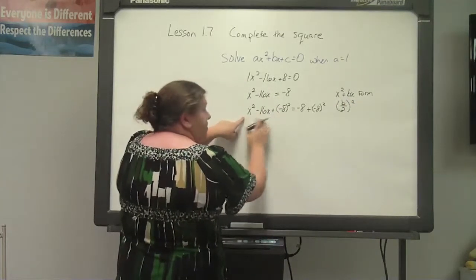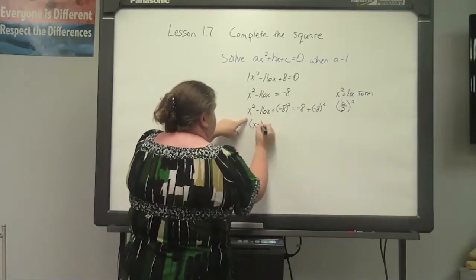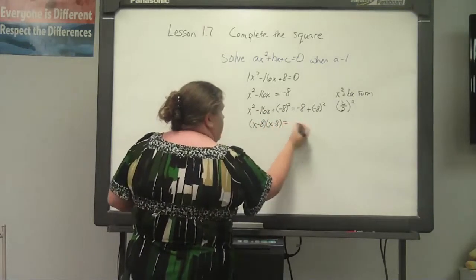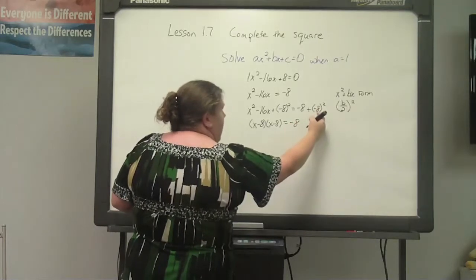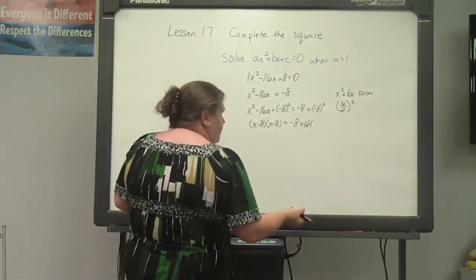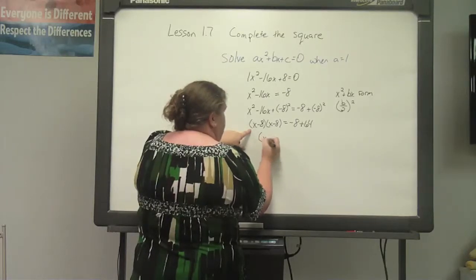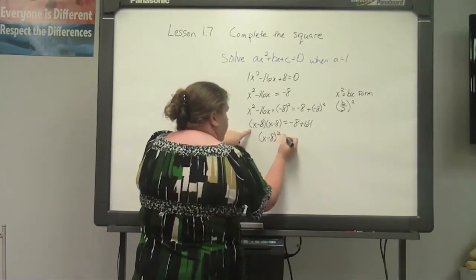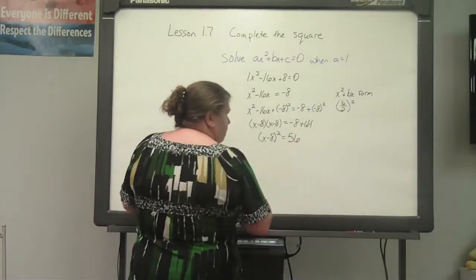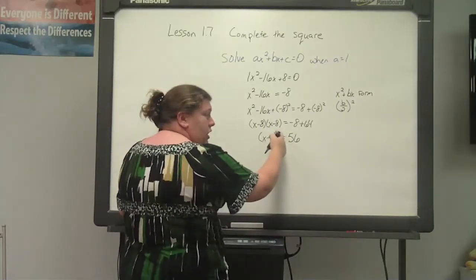Now, when you see it in this form, you can rewrite as x minus 8 times x minus 8 equals a negative 8, and then a negative 8 squared is a positive 64. Because there are 2 of these, we can go ahead and write it as 1 squared. And a negative 8 plus 64 gives us 56.